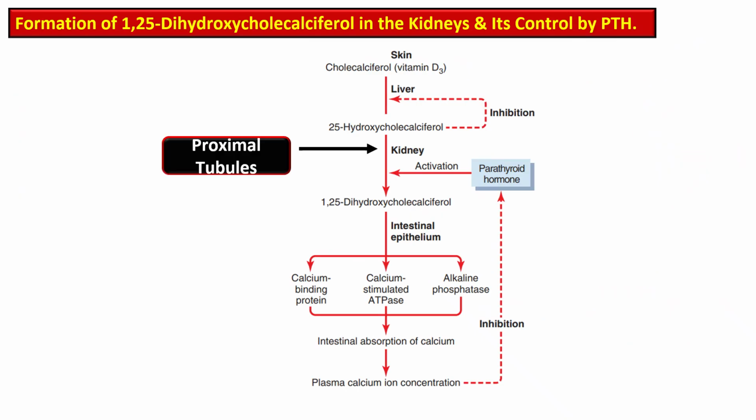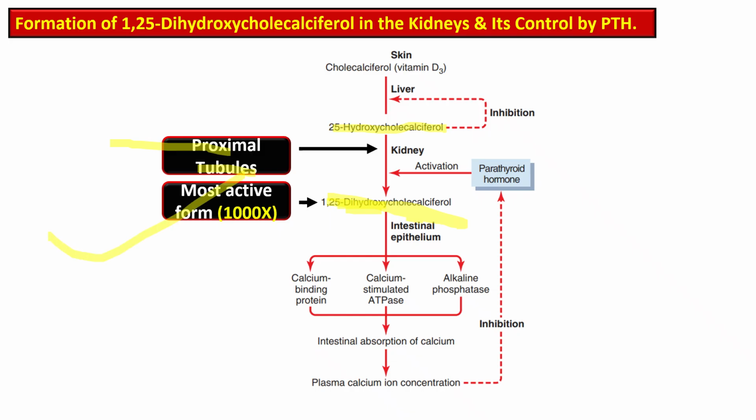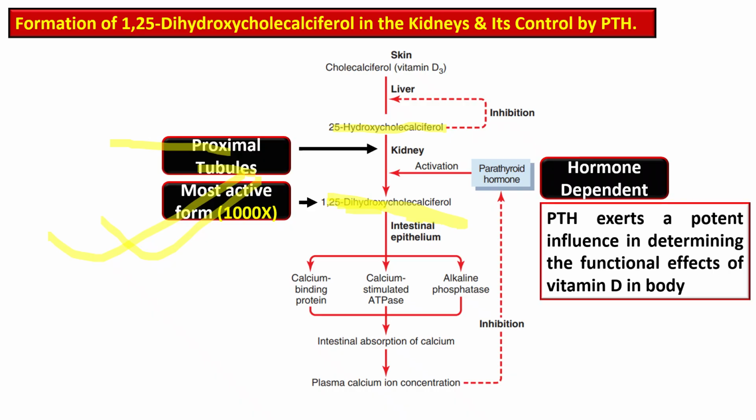So conversion of this 25-hydroxycholecalciferol into 1,25-dihydroxycholecalciferol occurs in the proximal tubules of the kidney, and it is the most active form. 1,25-dihydroxycholecalciferol is the most active form of vitamin D because it has 1000 times potency as compared to 25-hydroxycholecalciferol, and this conversion is hormone dependent because parathyroid hormone exerts a potent influence in determining the functional effects of vitamin D in the body.